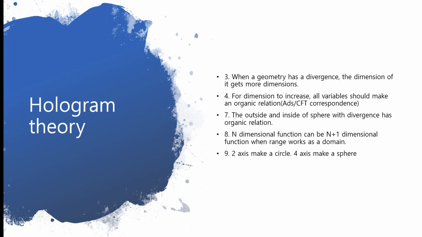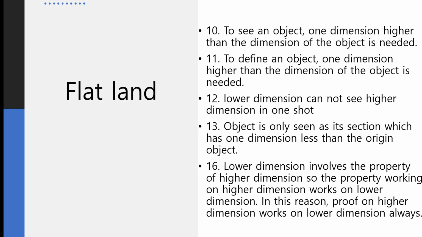And for dimension to increase, all variables should make an orthogonal relation. And the outside and inside of a sphere with divergence have an orthogonal relation. The n-dimensional function can be an n plus 1 dimensional function when the range works as a domain. 2 axes make a circle, 4 axes make a sphere.